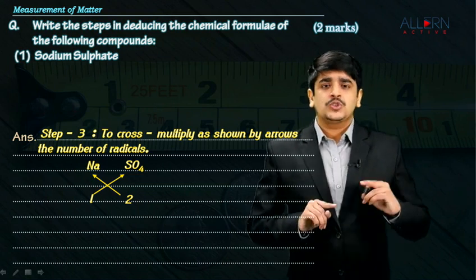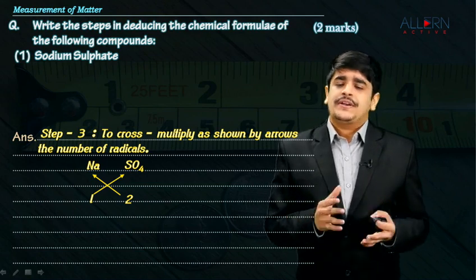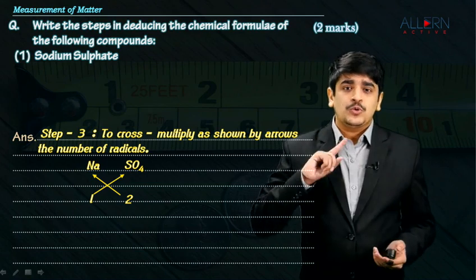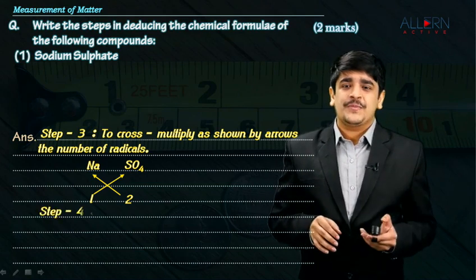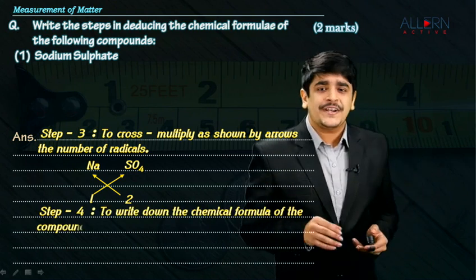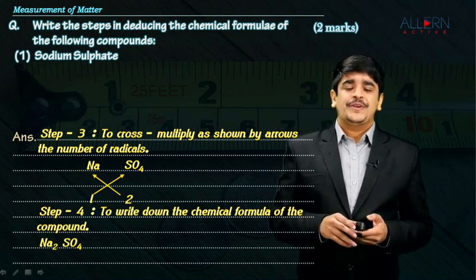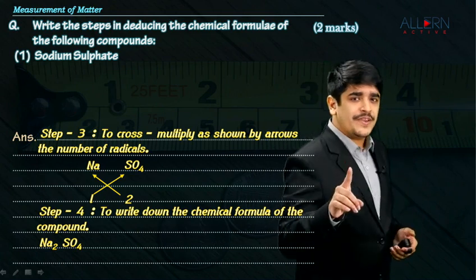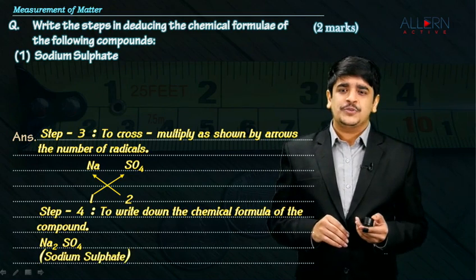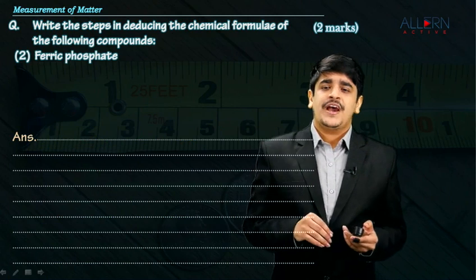The 1 when it goes to sulfate, it's a number that you write or don't write, it doesn't make any difference. But the 2 that goes to sodium, that has to be written. So, what is the chemical formula which is now going to come? To write down the chemical formula of the final compound, I am going to get Na2SO4. Now, that solves my first part. Let's continue. So, sodium sulfate, there we have it.